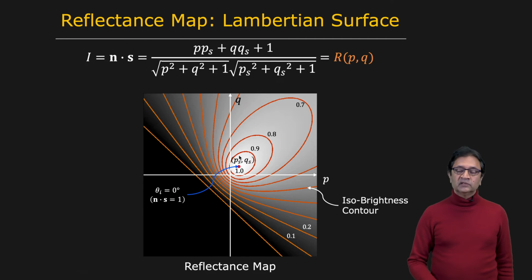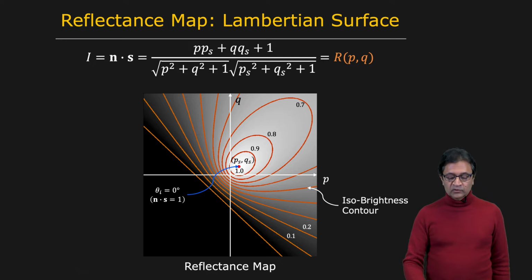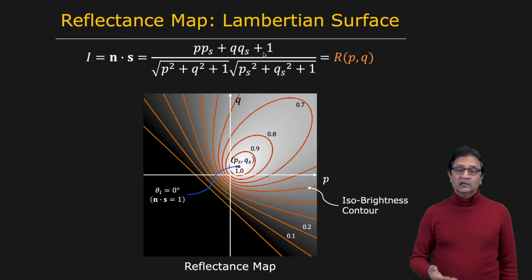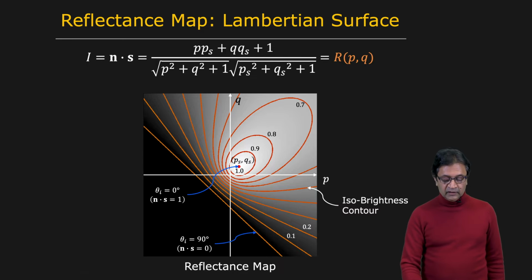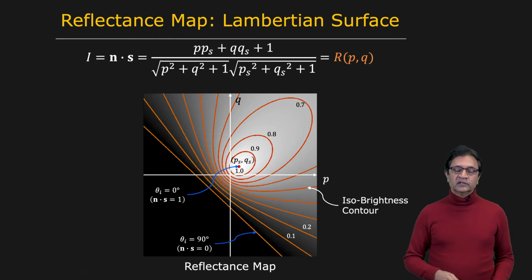And finally, the question is, for what PQ values does the brightness go to 0? Well, for that, we can go back to this equation right here and plug in 0 for I. Well, if I is equal to 0, this denominator goes away. So you have P PS plus Q QS plus 1 is equal to 0. That's the equation of a straight line. And that straight line is this straight line right here. So that's an example of a reflectance map.